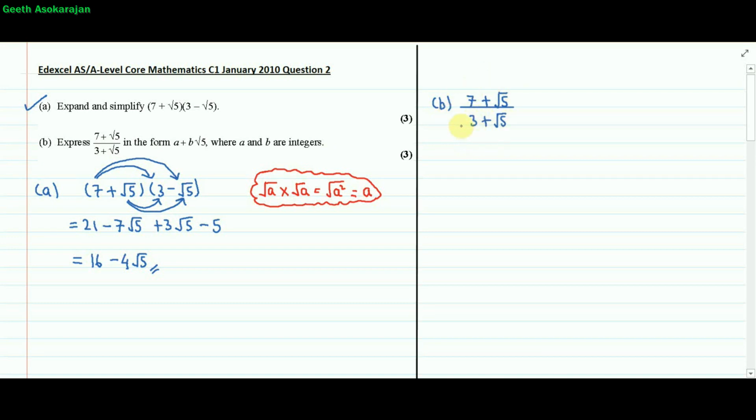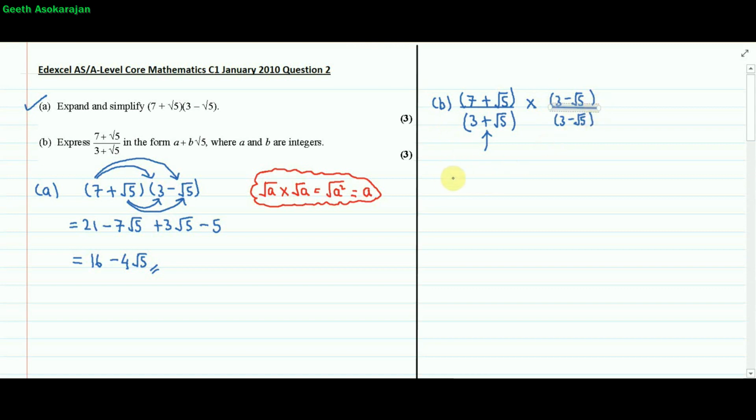So we need to rationalise this fraction. So let's rationalise the denominator. So to rationalise the denominator, I'm going to multiply the numerator and the denominator by the conjugate of the denominator. So conjugate being, we change this sign in the middle from plus to minus. So we multiply the numerator and the denominator in this case by 3 minus root 5, or by the conjugate of the denominator.